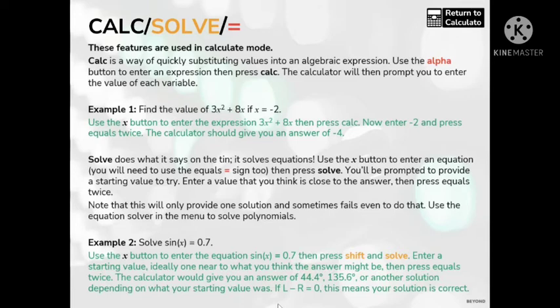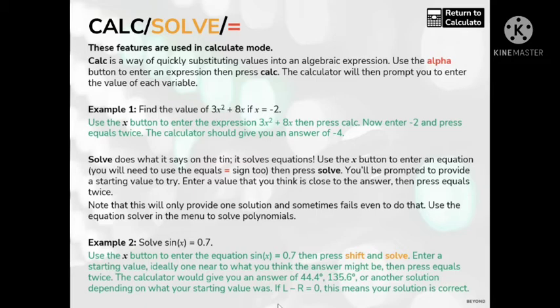Now this mode is highly useful, I use it a lot. Calc is a way of quickly substituting values into an algebraic expression. Use the alpha button to enter an expression, then press calc. The calculator will then prompt you to enter a value for x. So for example, find the value of 3x squared plus 8x if x is minus 2. Following those steps, you should get an answer of minus 4.